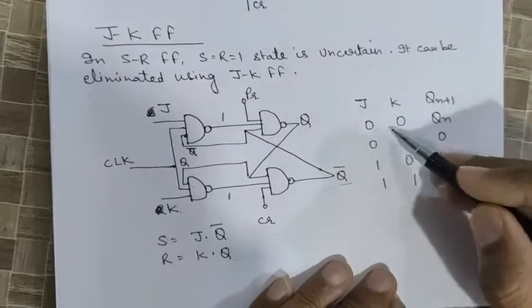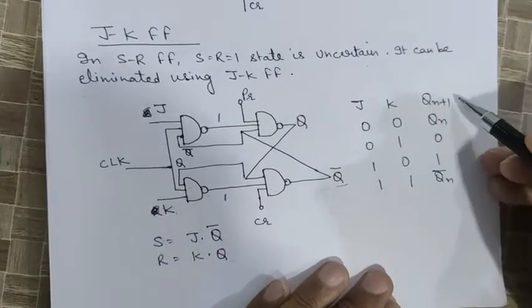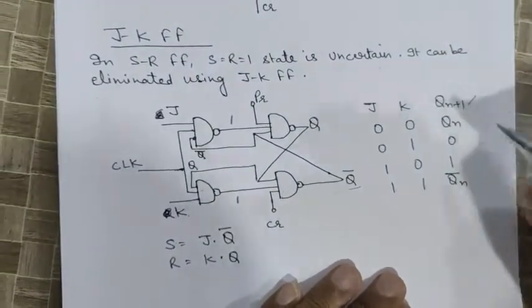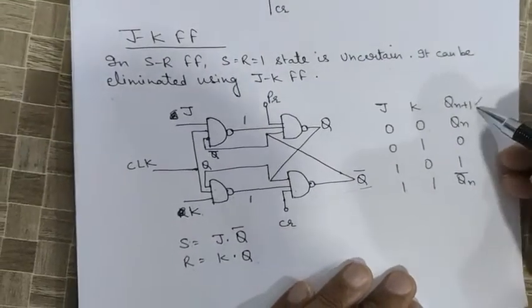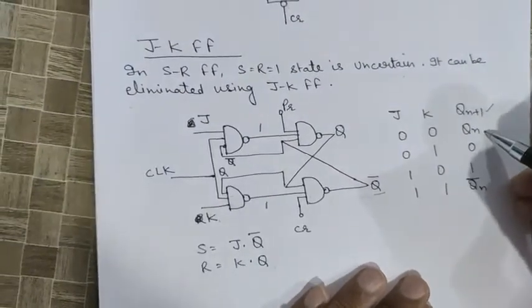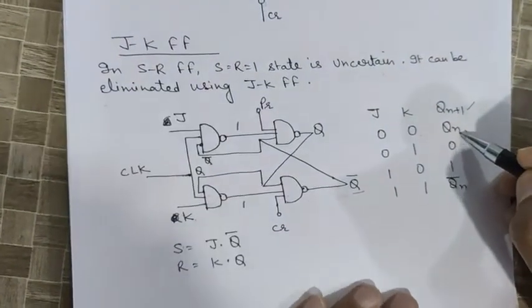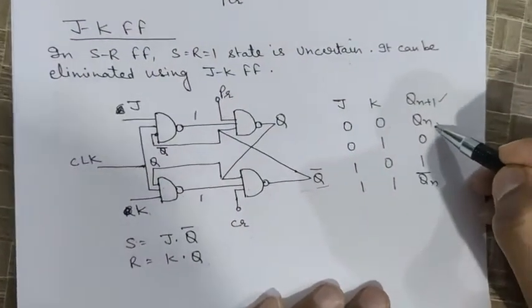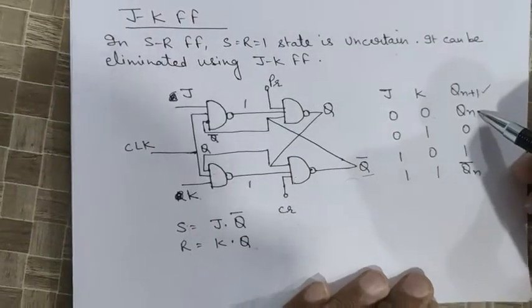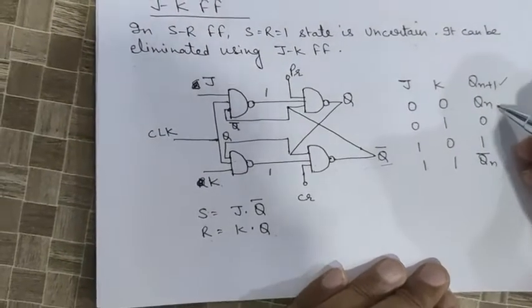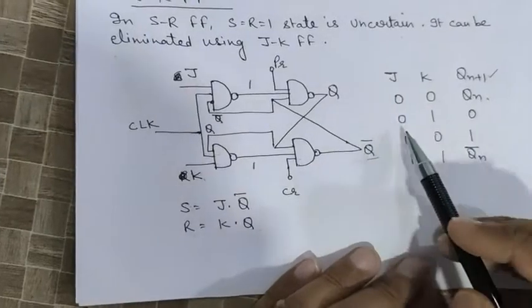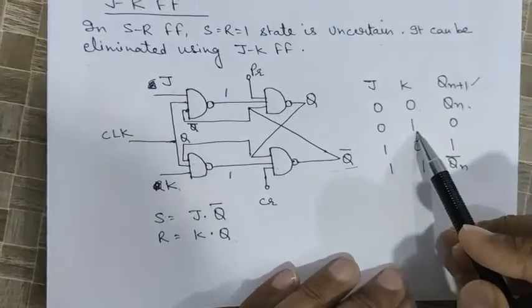In case the inputs are 0 0, the next state output, meaning after applying a clock pulse, will be the same as the previous output. So this is 0 0, and the output will be the present state output, which is equal to Qn. If it is 0, it will remain 0, and if it is 1, it will remain 1. Second case is J equal to 0, K equal to 1.